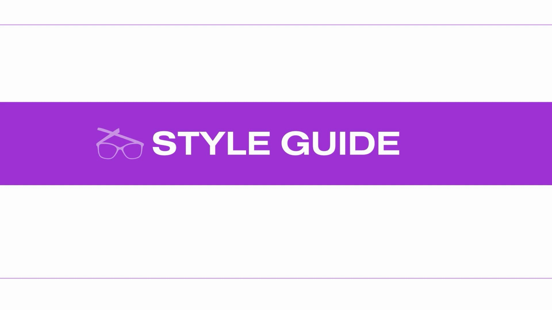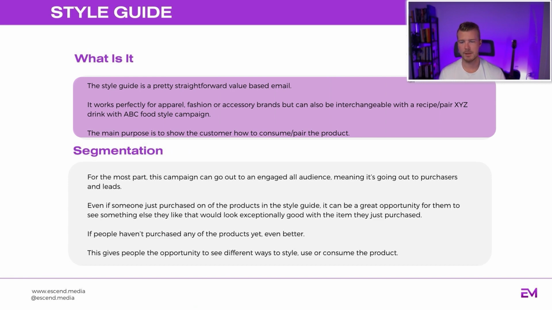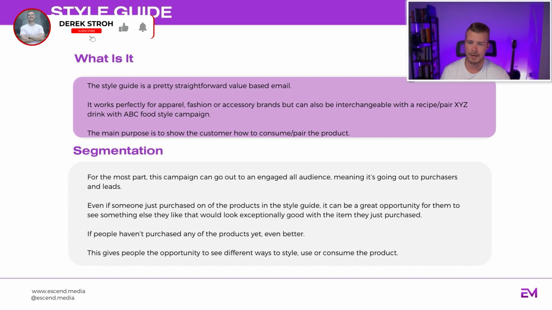Okay, so the seventh and last email that we're going to review today is the style guide. So this is a pretty straightforward email, to be honest. It basically is the perfect email for apparel brands, fashion brands, accessory brands, but it can also be interchangeable with a recipe or a pair XYZ drink with ABC food style campaigns. So don't restrict this to just a style guide. It could be a way to consume guide as well.